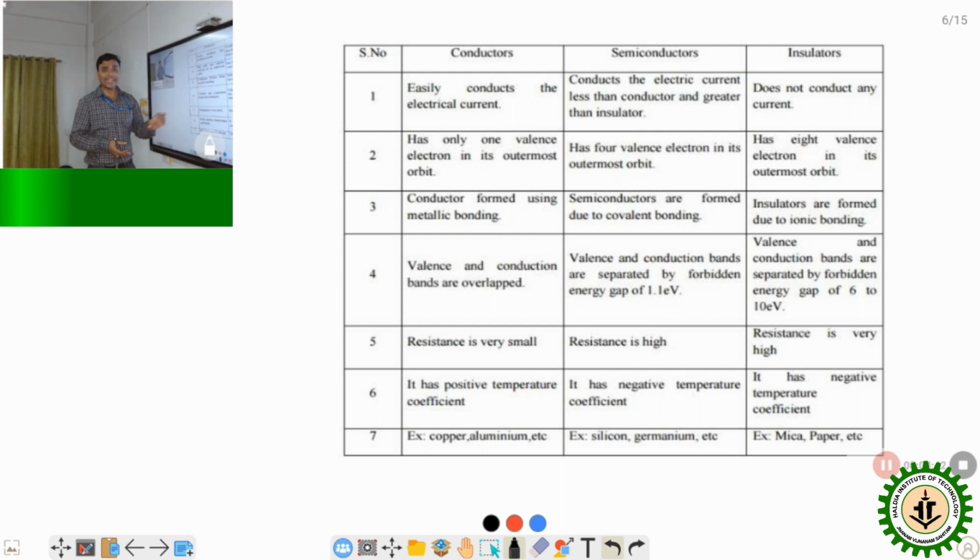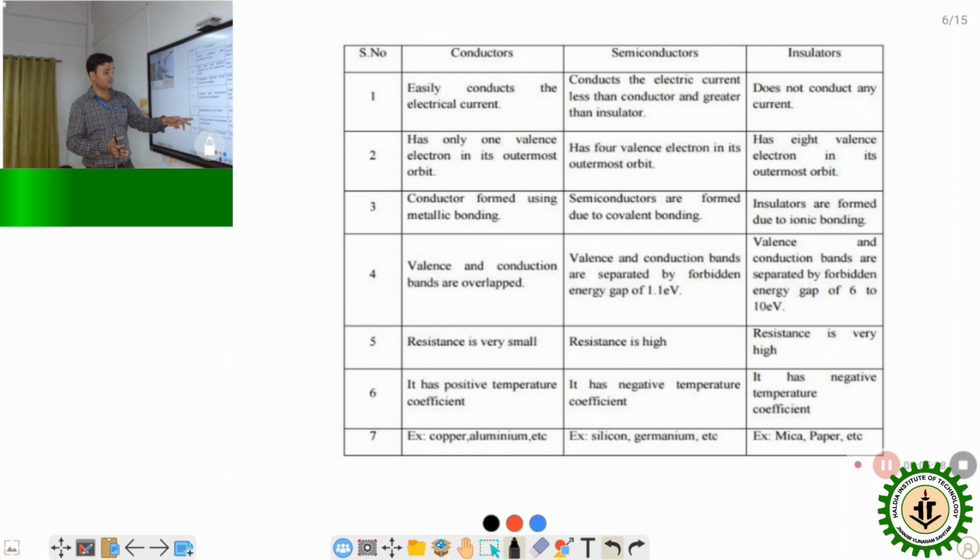Now the band gap. For a conductor, the valence band and conduction band overlap because so many free electrons are there. Whereas in a semiconductor, the band gap is about 1 electron volt. For an insulator, the band gap is more than 6 electron volts, near about 6 eV or even more. That means the energy gap is too large for the insulator. That's why it shows insulating property, not conducting.